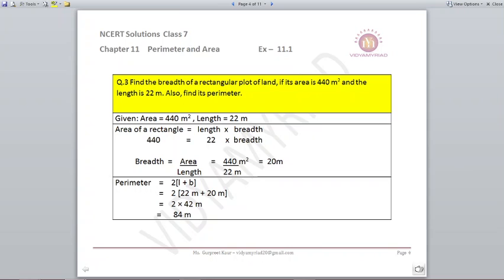Now we need to find out the perimeter of a rectangular plot. The formula for it is 2 into (L plus B). That means length plus breadth. How much is the length with us? 22. Breadth is 20. The whole in bracket, outside we will write 2. That is 2 multiplied by 42, which comes out to be 84 meters.